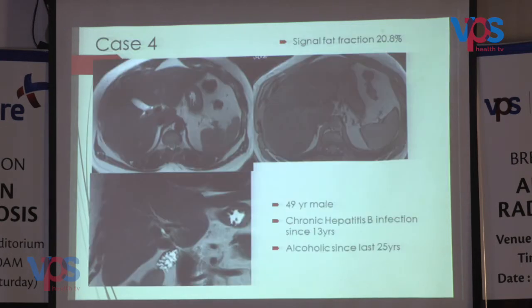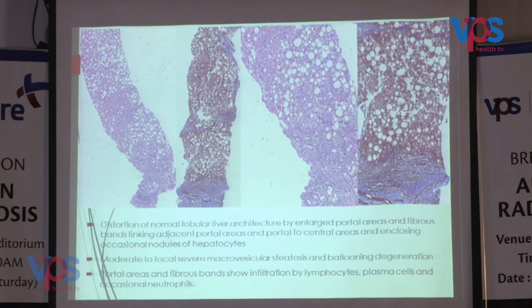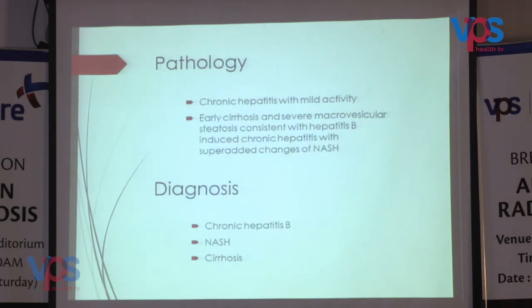or inflammation. Another case: fat 20%, chronic hepatitis B patient, alcoholic. And what does the MR elastography show? Severe stiffness, a rise in the stiffness map, and this is F1 stage fibrosis. You can clearly see distortion of the liver architecture. So the patient has gone on to have macrovesicular steatosis, ballooning degeneration, and also fibrosis. So this is diagnosed as chronic hepatitis, NASH, and cirrhosis.